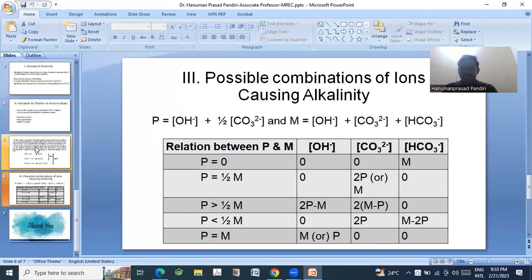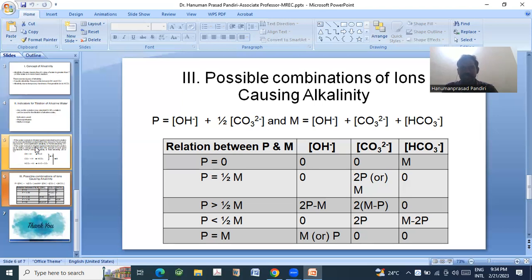That's all, because HCO3 minus concentration is also 0. So in this case, P equal to half carbonate concentration and M equal to carbonate concentration. So P will be exactly equal to half M. Now, as I discussed already, OH minus concentration is 0 and bicarbonate concentration is 0 if P equal to half M. Now, the only ion responsible for alkalinity of water is carbonate, CO3 2 minus.